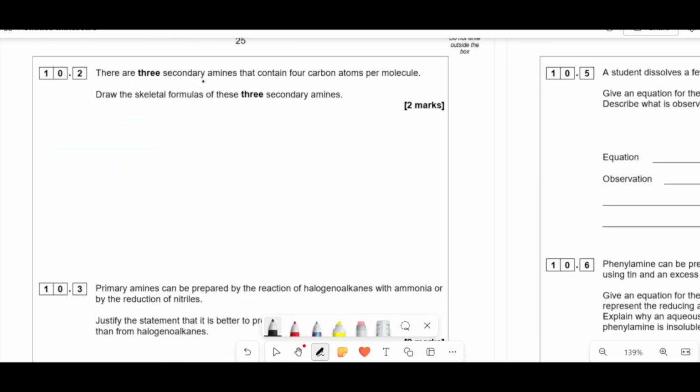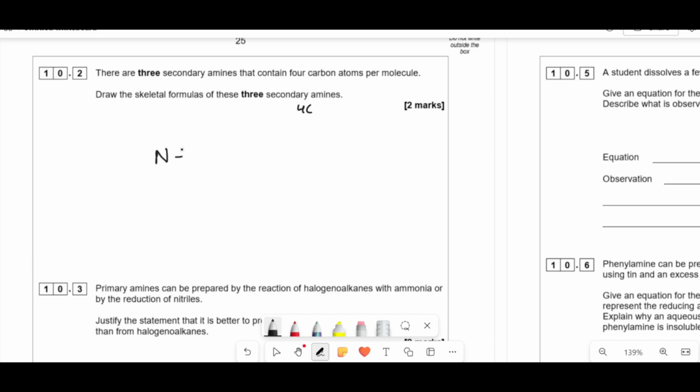Now it says there are 3 secondary amines that contain 4 carbons per molecule. Draw the skeletal formula of these 3 secondary amines. So when you've got 4 carbons and you've got an amine, right? What you can have is an N, and start with the middle and then draw the rest out. It's a secondary amine, meaning that 2 of the N's hydrogens have been replaced with R groups. So we've got 4 carbons to divvy up.